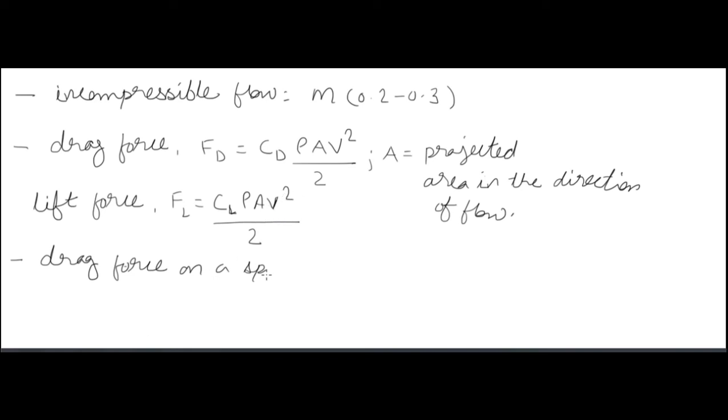Now drag force on a sphere is equal to 3 pi mu v d. Mu is the dynamic viscosity, v is the velocity of the sphere that is moving downwards, and d is the diameter. So drag force on a sphere is 3 pi mu v d.